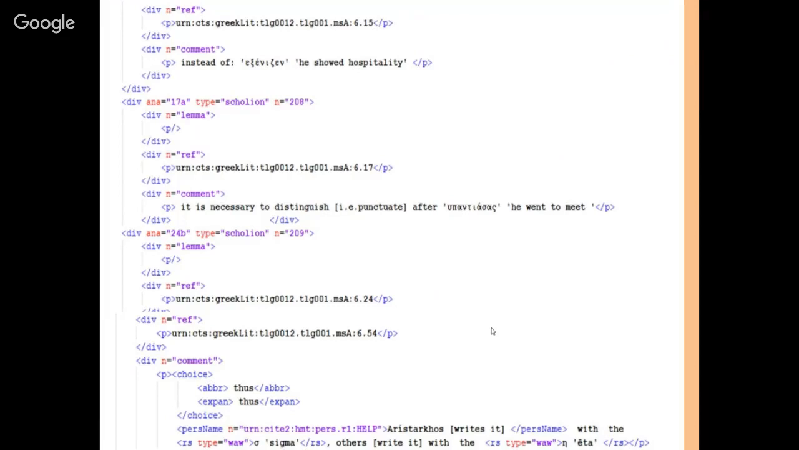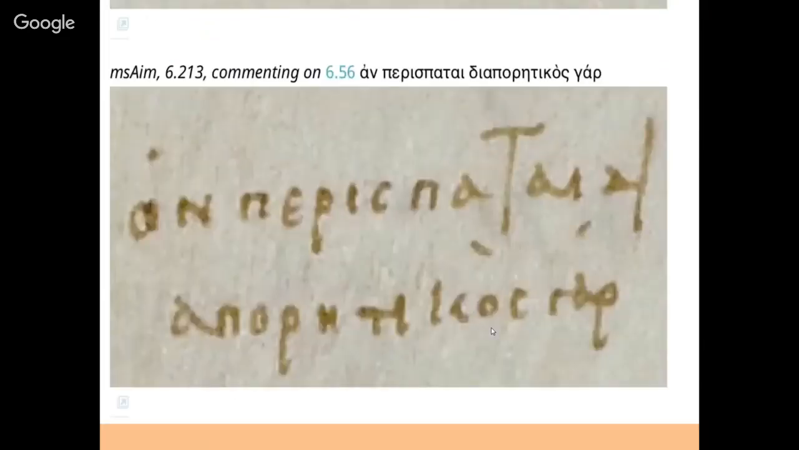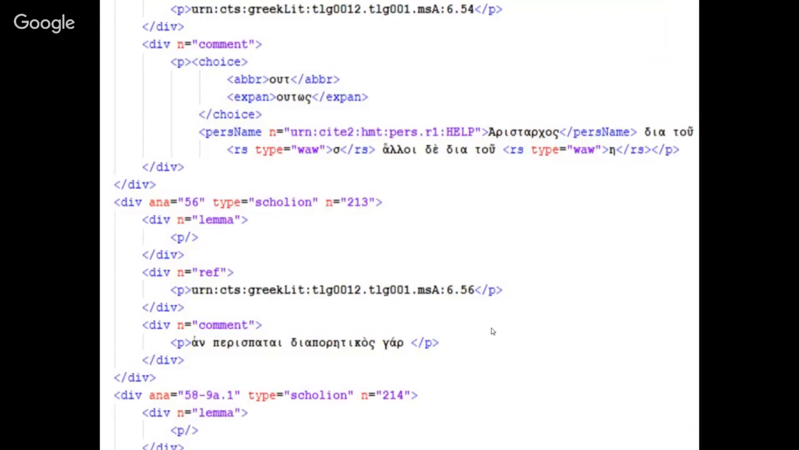Another typical example of the elliptic form of the Homeric Scholia is the following. As you see here, in the third scholia, we read "ἢ περισπάται διαβολικός", and the verb which is omitted is the verb "ἐστί". That means that the whole sense of the Homeric Scholia should be "ἢ περισπάται διαβολικός, ὅτι ἐστί". The electronic transcription of this scholia is quite simple. They have encoded it simply as a comment. Here, of course, is the number of the book and the number of the Homeric verse.